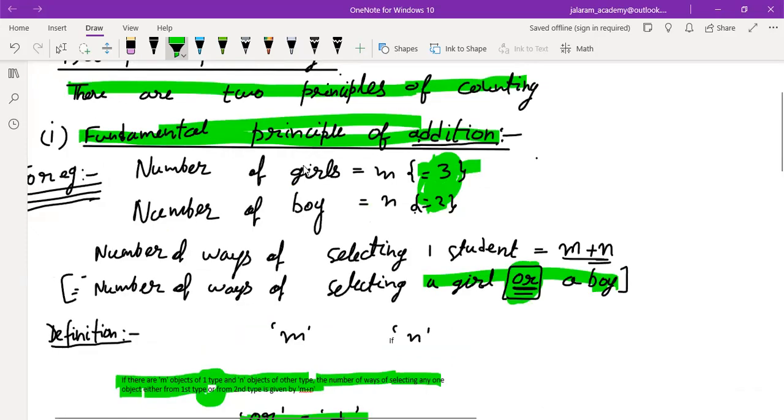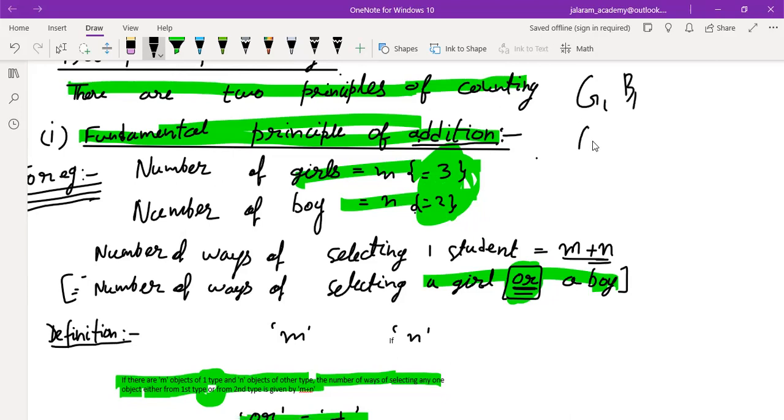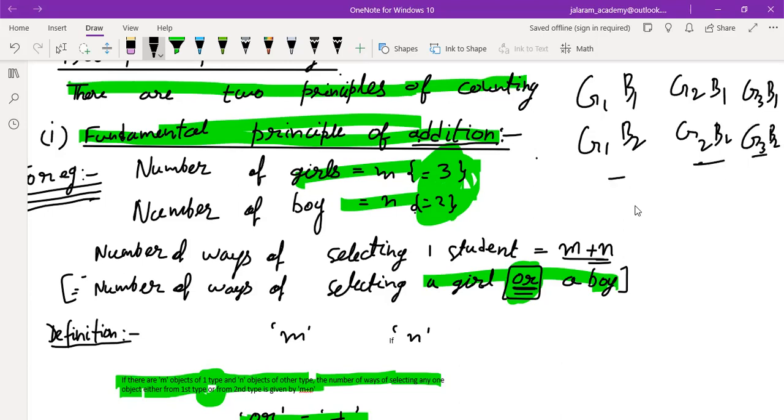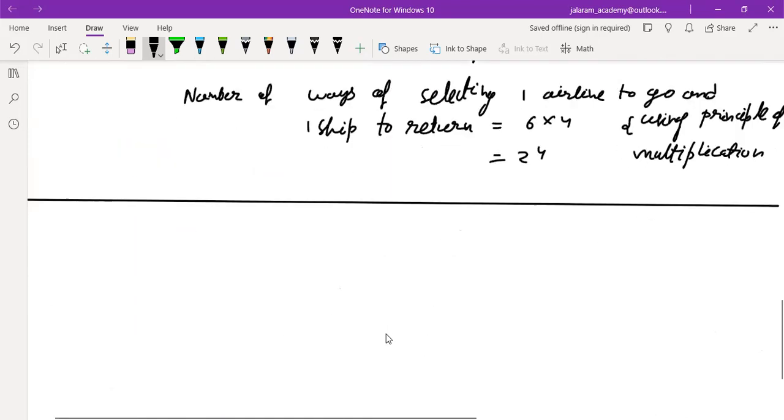So in the same example, if we want to select one girl and one boy, there are 6 options for us. Girl 1 with boy 1, girl 1 with boy 2, girl 2 with boy 1, girl 2 with boy 2, girl 3 with boy 1, or girl 3 with boy 2. Is that clear to you? So in all there will be 3 into 2, that is 6, which is the principle of multiplication.